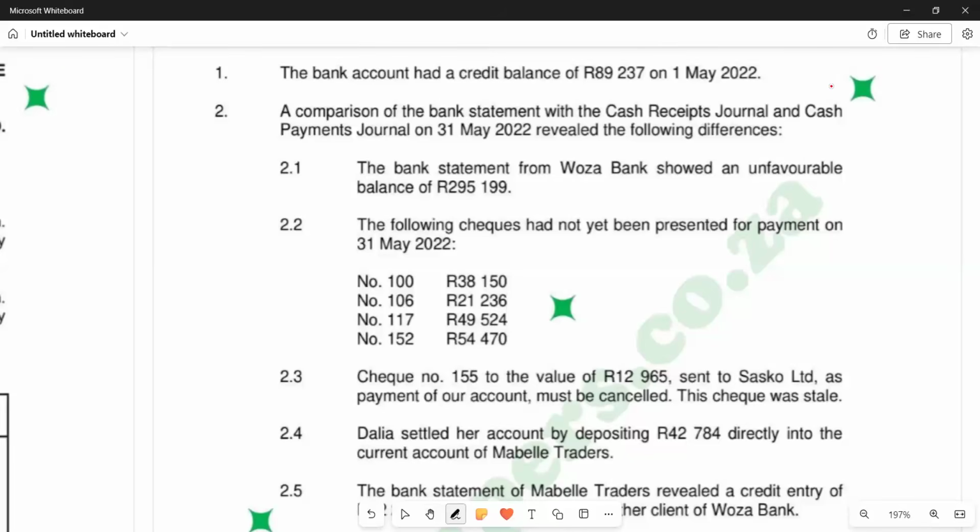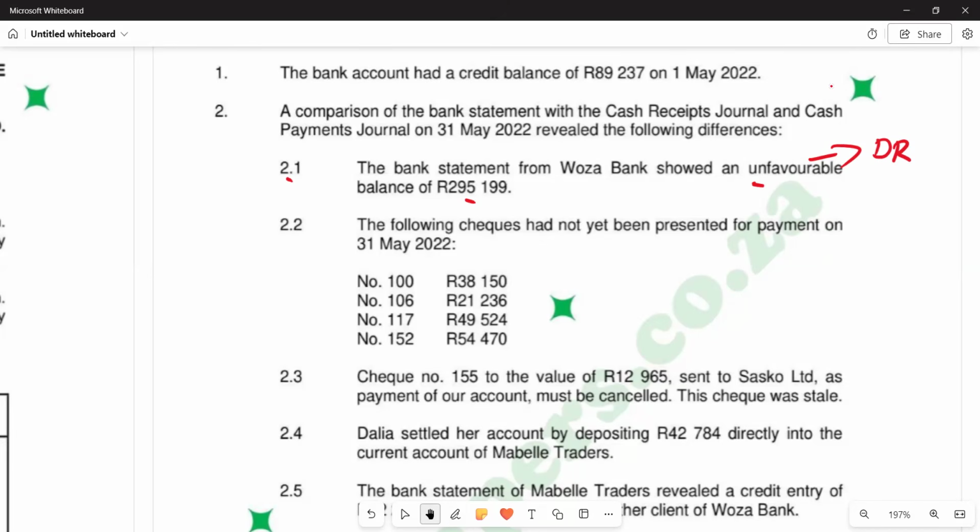So if you come here on 2.1, it reads the bank statement from Mozambique showed an unfavorable balance of 295,199. So this is the balance that we're going to start with. But it is very important to take note that the keyword there is unfavorable. When the balance is unfavorable, it means it's a negative balance on the bank statement. In other words, it's an overdraft. When it's an overdraft, it means it's a debit balance. So whenever it's unfavorable, it's a debit balance, which is very important for you to take note. When it's favorable, it should be a credit balance.